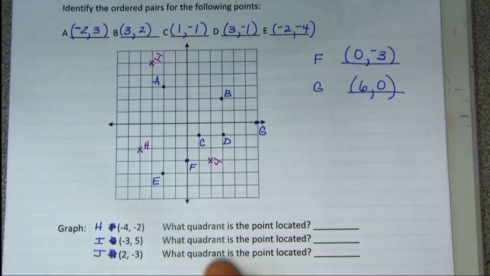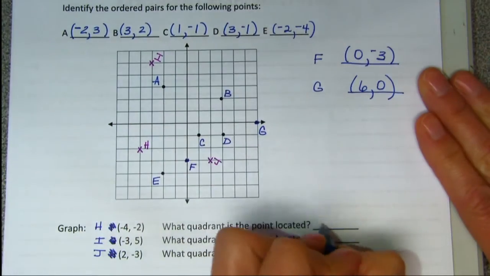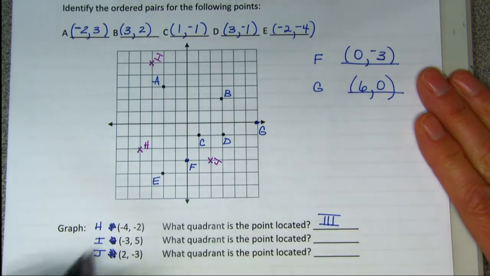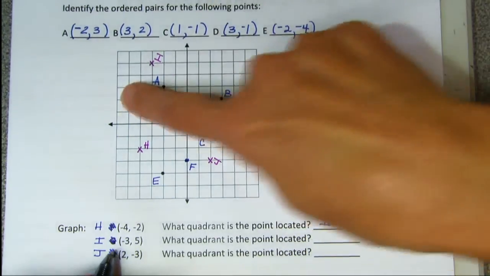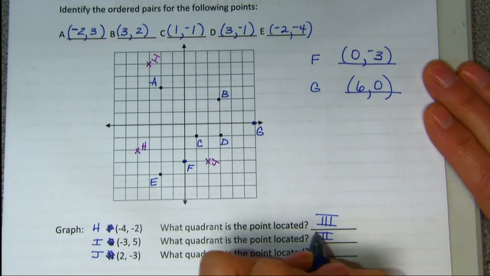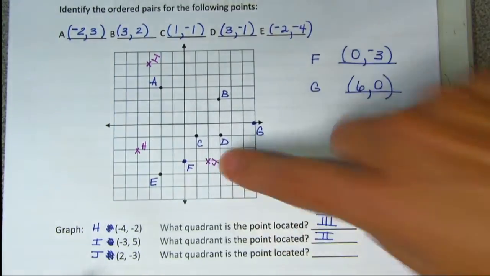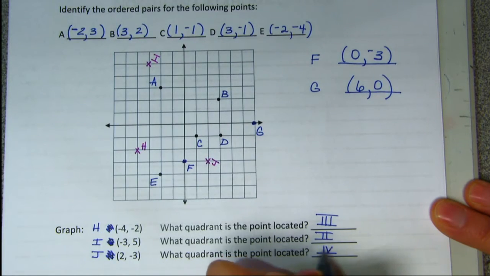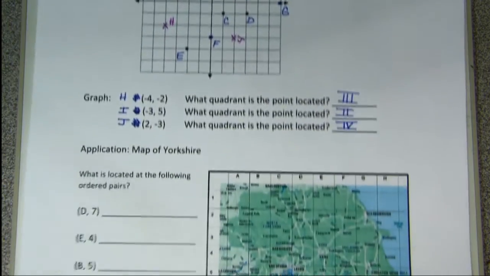J. Okay, so what quadrant is H in? 1, 2, 3. What quadrant is I in? Here's I, 1, 2. What quadrant is J in? 1, 2, 3, 4. There you go.